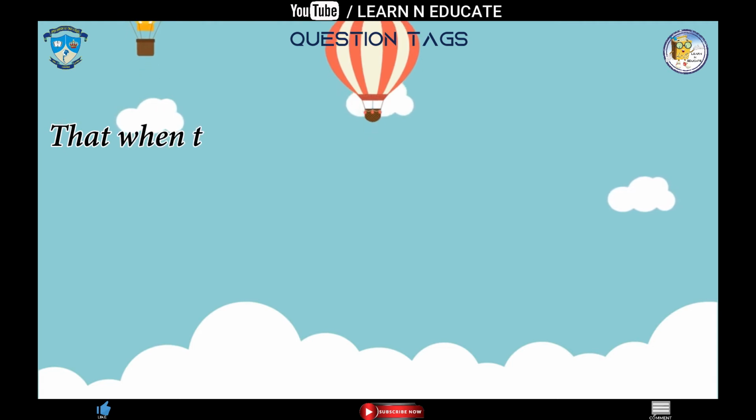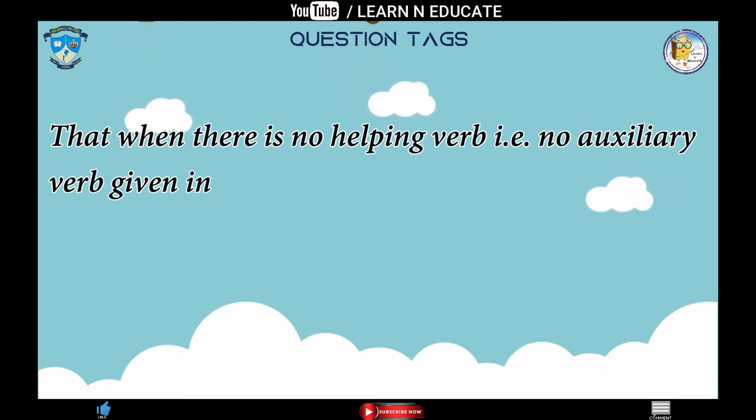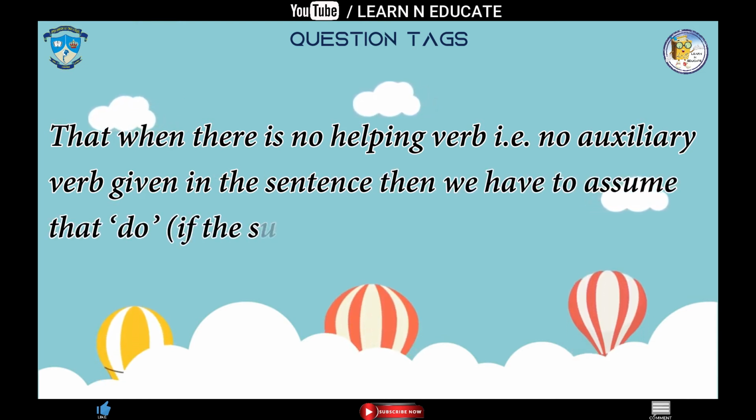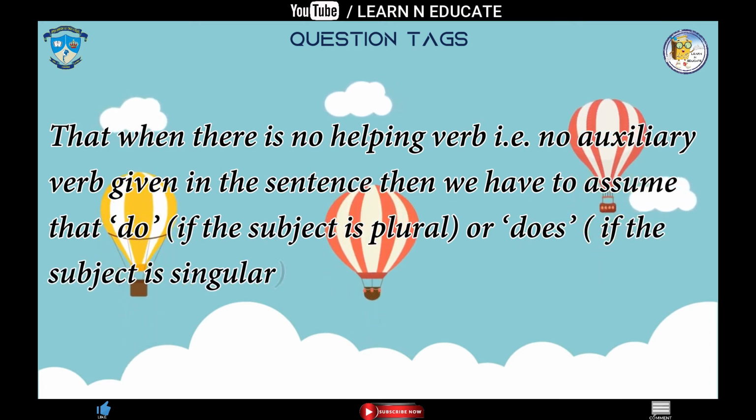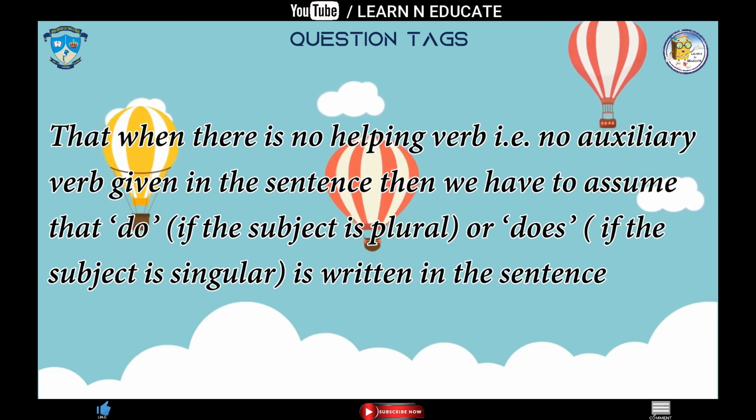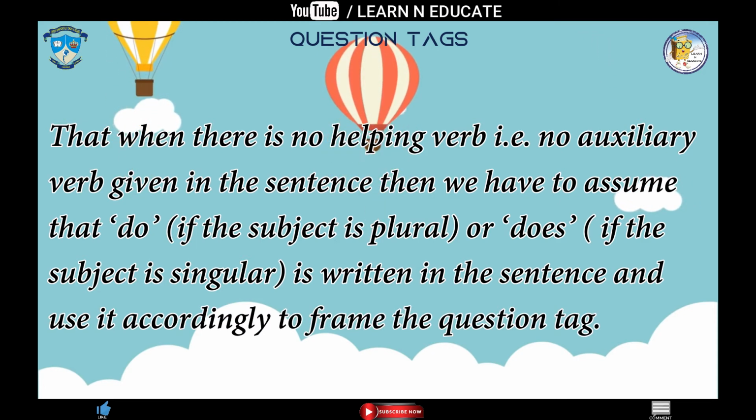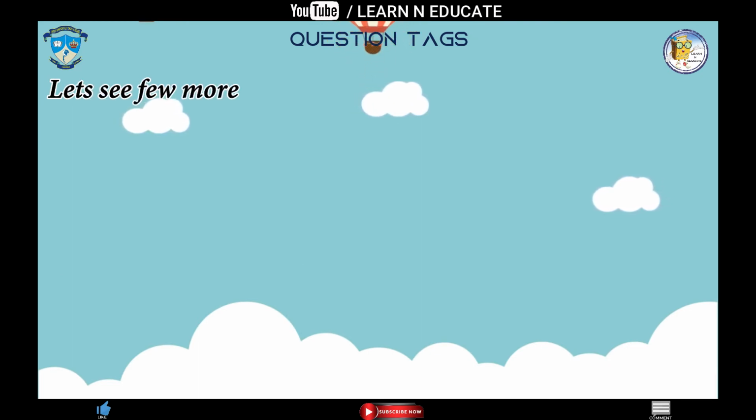That when there is no helping verb, that is an auxiliary verb, given in the sentence, then we have to assume that do, if the subject is plural, or does, if the subject is singular, is written in the sentence and use it accordingly to frame the question tag. Hope this much is clear to you. Now let's see a few more examples.